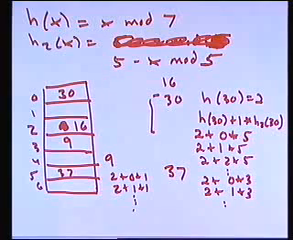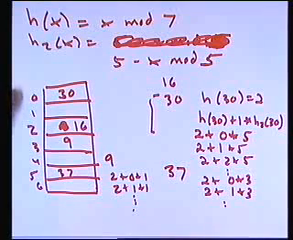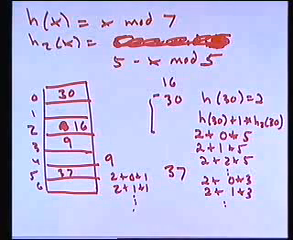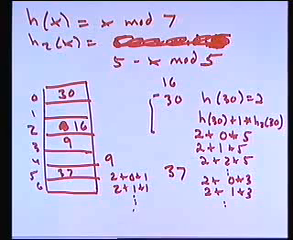Now, instead of 6 collisions, which I would have had with quadratic probing, where 30 would have collided with 16, 37 with 16 and 30, and 9 with 16, 30, and 37, and so that would have been 1 plus 2 plus 3, or 6 collisions total, now we've only had 3 collisions. 30 collided with 16 and then went into a cell. 37 collided with 16 and then went into a cell. 9 collided with 16 and then went into a cell.